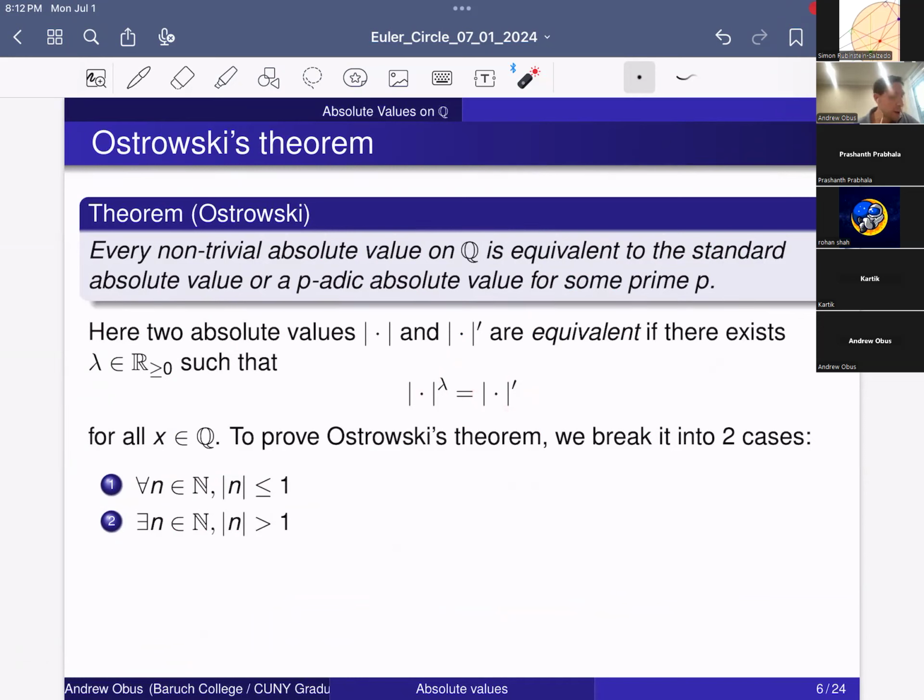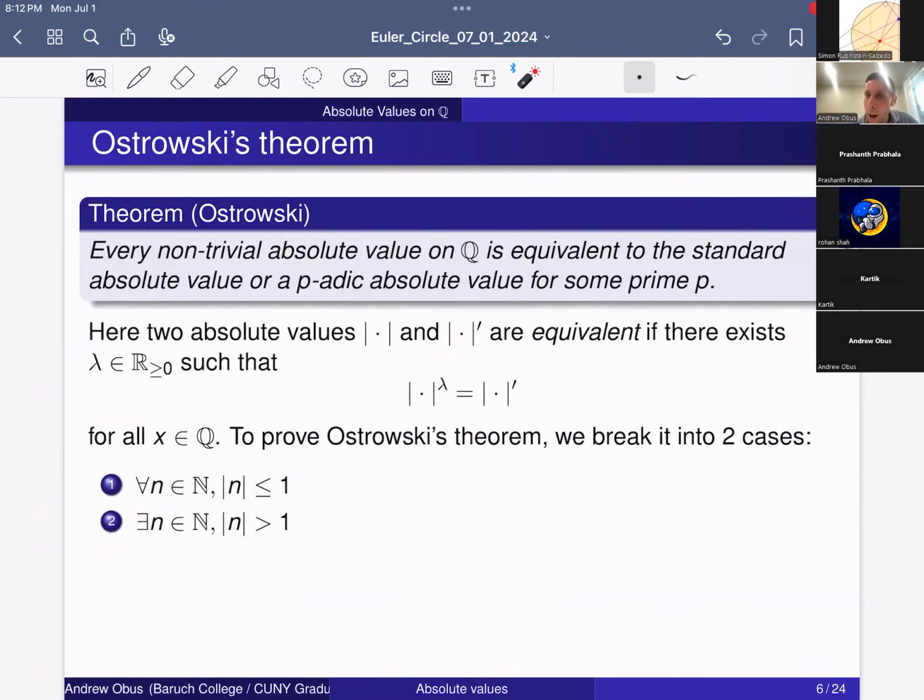Now, often if you look this up, you'll see a different definition involving topology, but I don't want to get into topology, so I'm just going to use this as the definition, and it's equivalent to any other definition that you might see. So basically, you can think of two of them as being in the same family if you get one from raising the other one to some power.